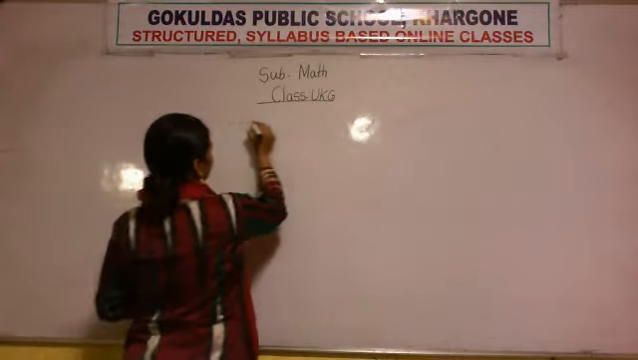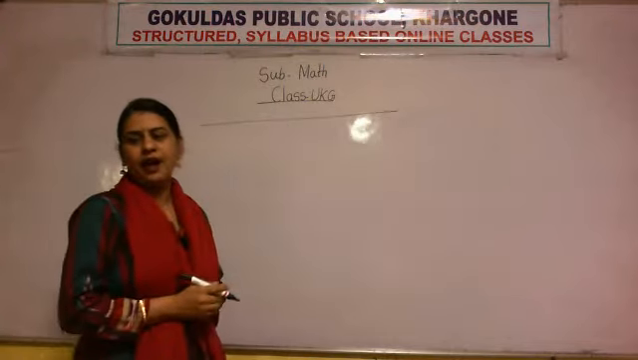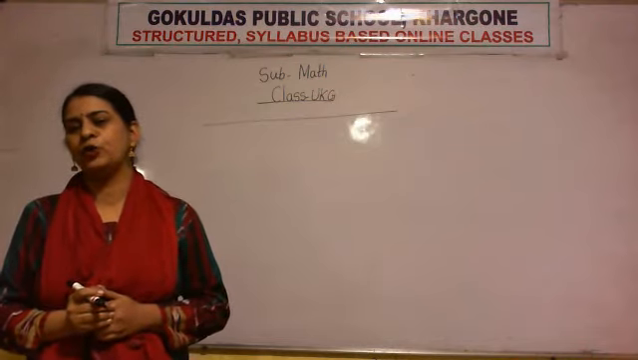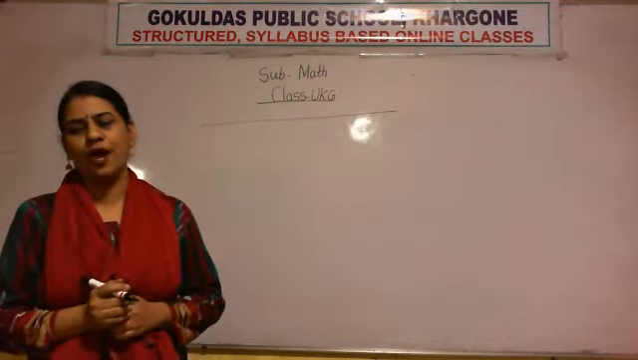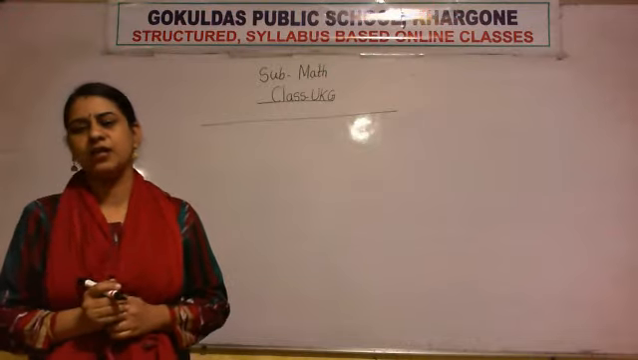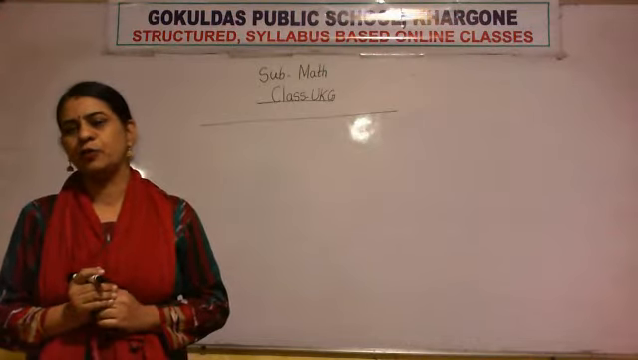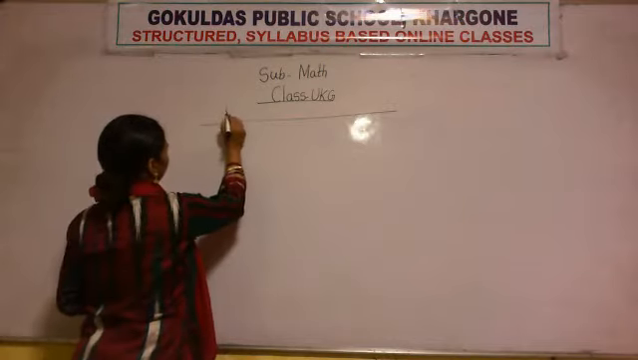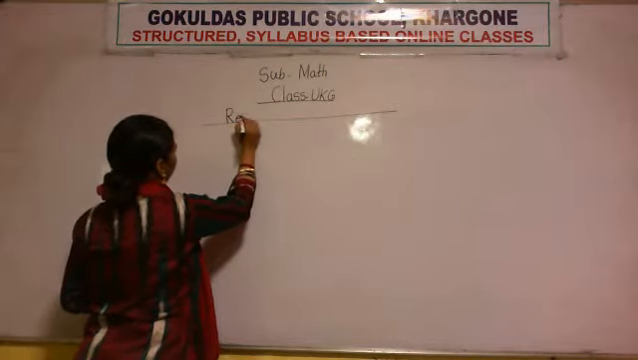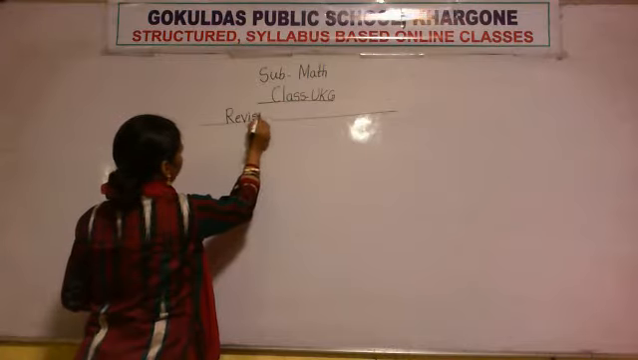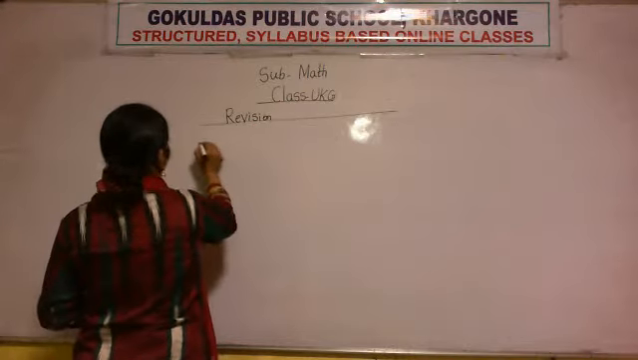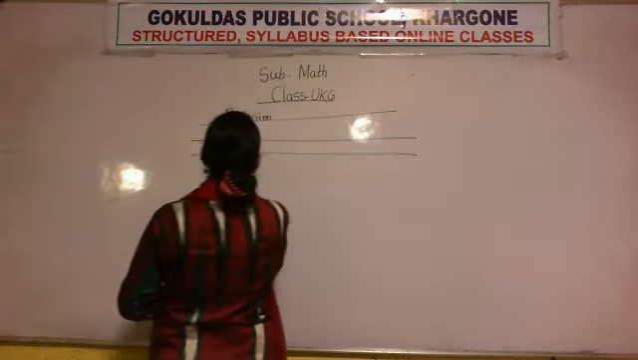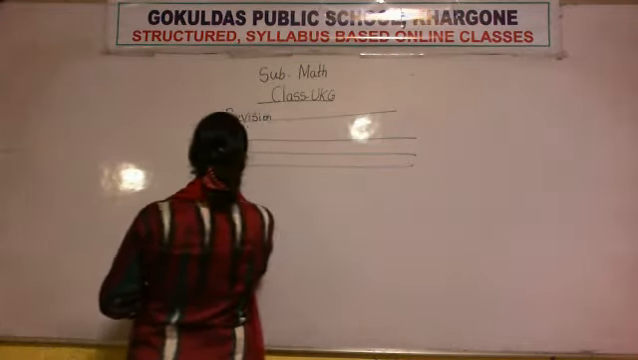In my last lecture we had done the revision of number names from 1 to 20. So I am back here with revision. You have to write CW, proper date and heading revision. Right here, revision. Now after that you have to write the heading number names.